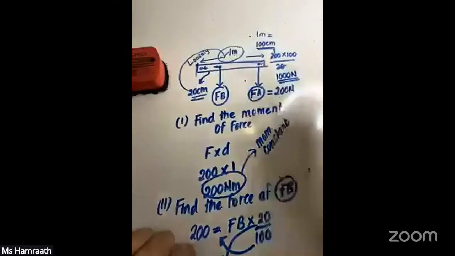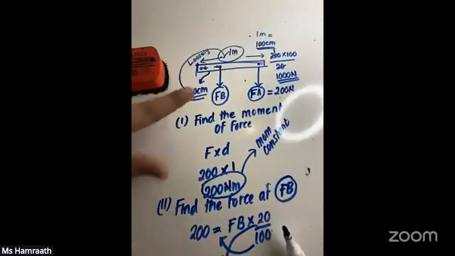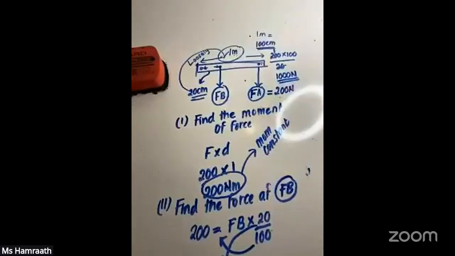So see, by one piece of information, you found the moment of force, and then you found the value of the force at the FB. Now, did you understand how the question is created? I'm showing you a simple way, step by step.